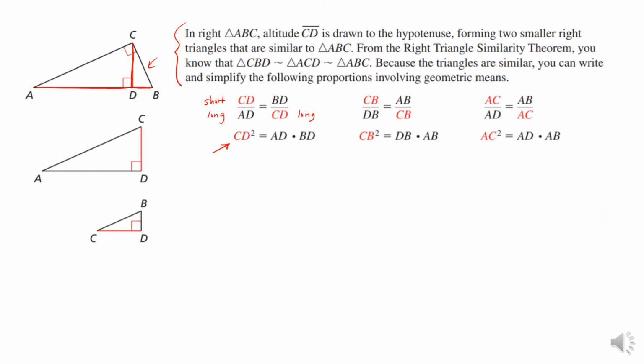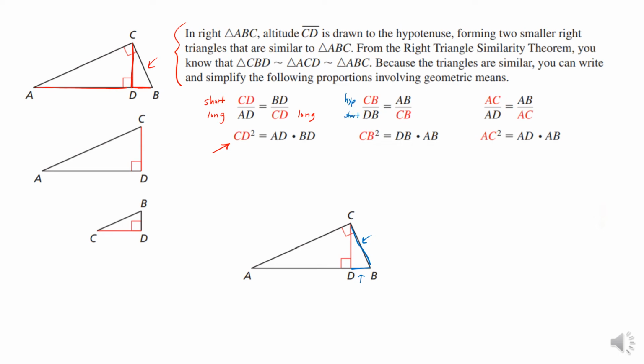Okay, so now we're going to do another one. I'm going to do it in a different color so we can see the differences. So look at CB and DB. CB is right here and DB is right here. So as far as this triangle goes, CB is the hypotenuse and DB is the short leg.